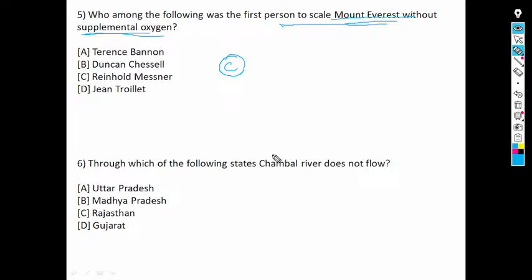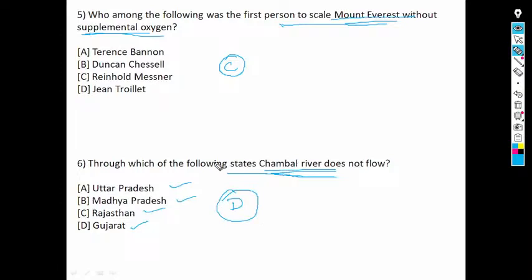Then through which of the following states the Chambal River does not flow? Uttar Pradesh, Madhya Pradesh, Rajasthan, and Gujarat. If you can say, your answer is D, Gujarat.